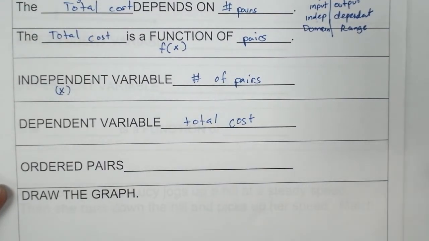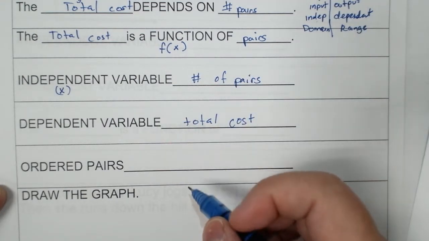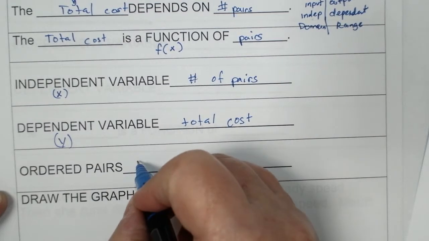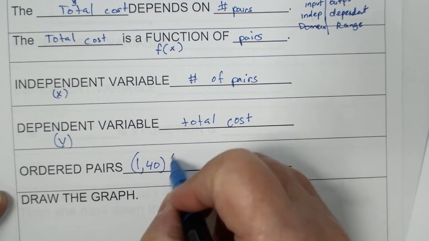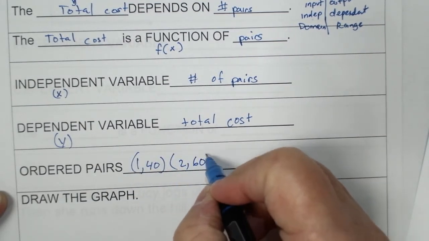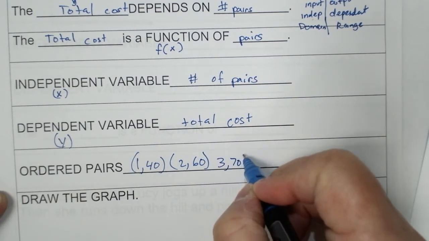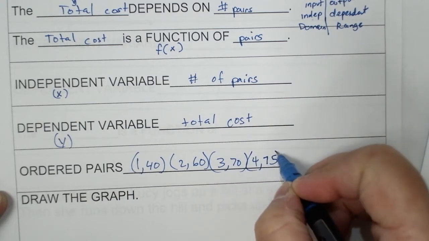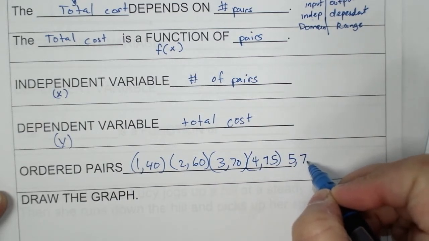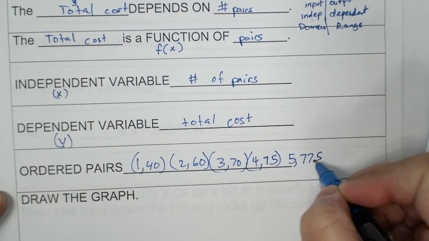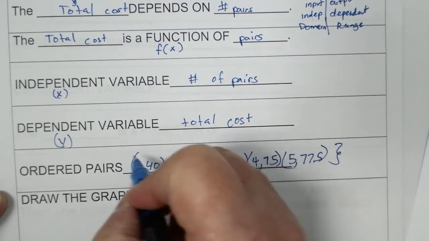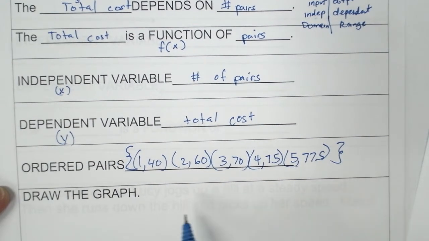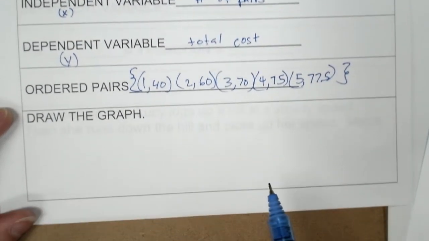total pairs, ordered pairs. I have 1 goes with 40, 2 goes with 60, 3 goes with 70, 4 goes with 75, and 5 goes with 77.5, and they are in set notation because that says that all of those belong to that set.